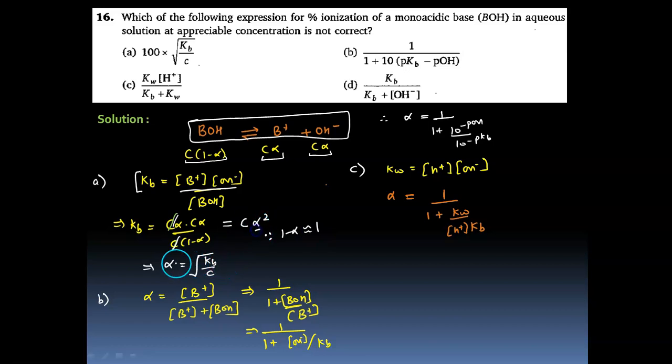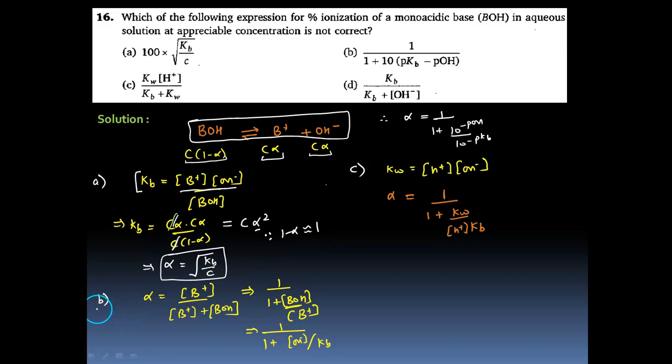So if we rearrange, alpha I get as the square root of Kb into C. So for percentage ionization, we just have to multiply by 100. So A is a correct and valid expression, hence not the answer. Let us validate the B expression.